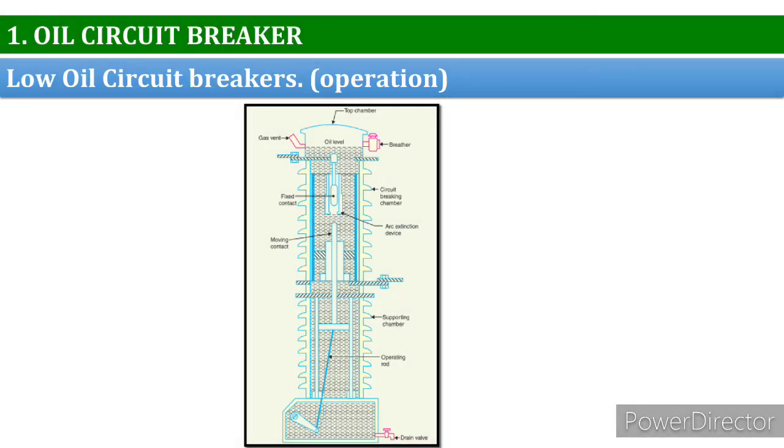As far as the operation is concerned, under normal operating conditions, the moving contacts remain engaged with the upper fixed contact, that is, the upper side. Whenever there is a fault, the moving contact is pulled down by the tripping spring and an arc is struck. The arc energy vaporizes the oil and produces gas under high pressure. This action forces the oil to pass through an external or central hole in the moving contact and results in forcing jets of oil through the respective passages of the turbulator.